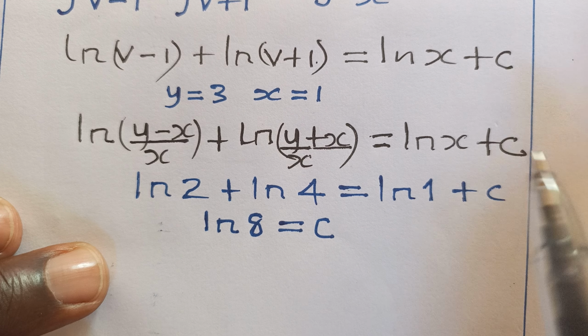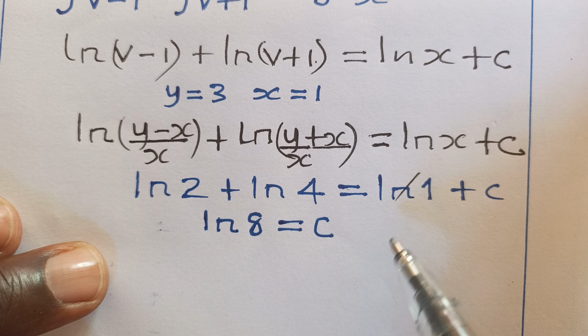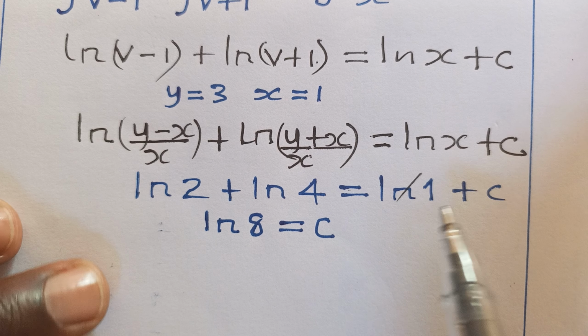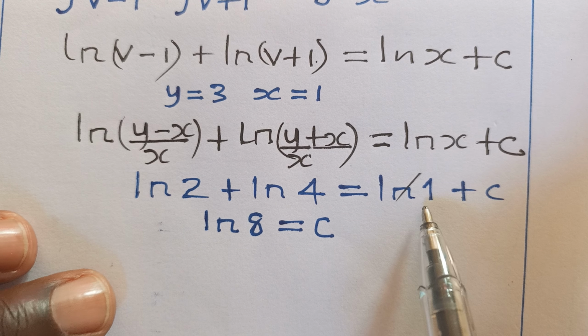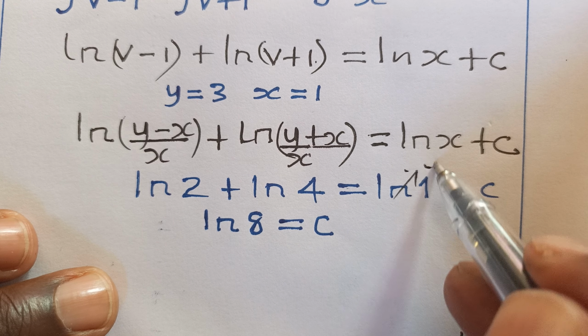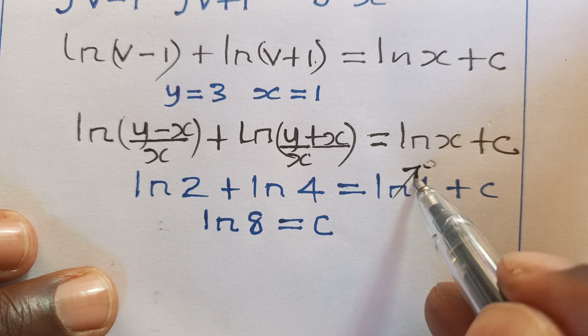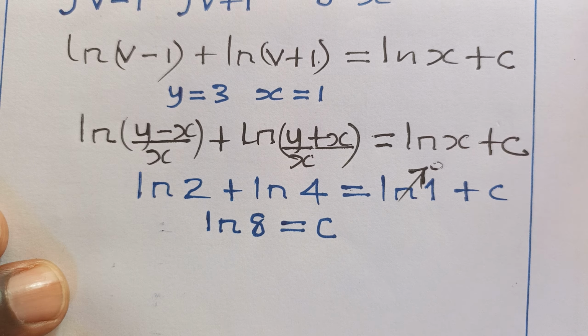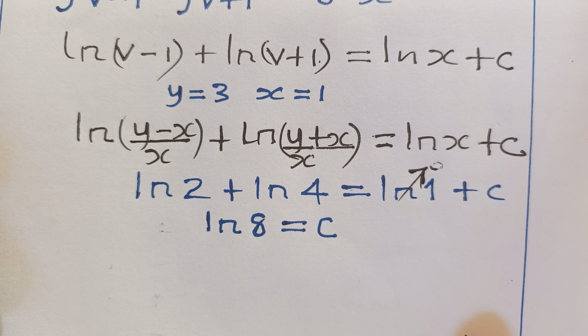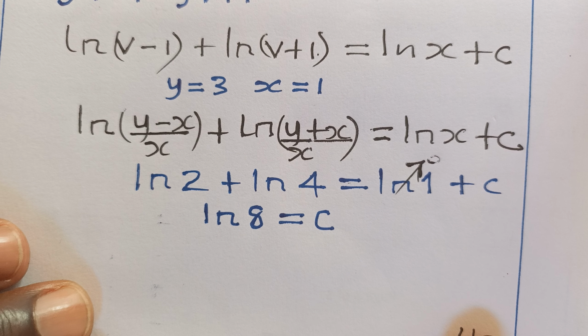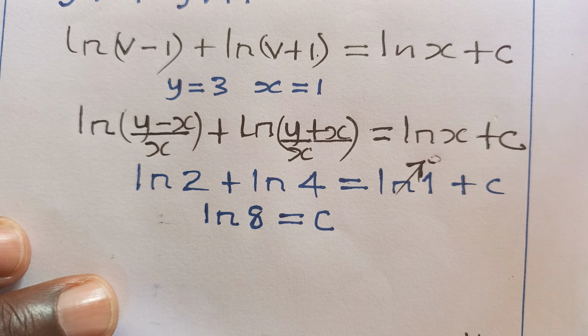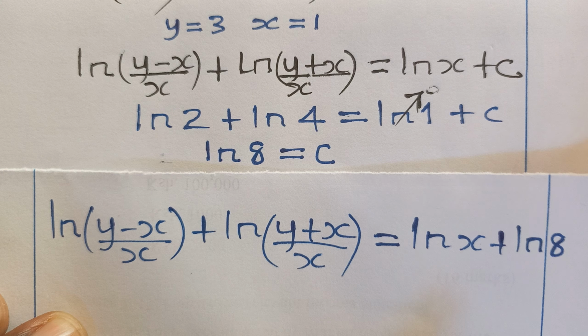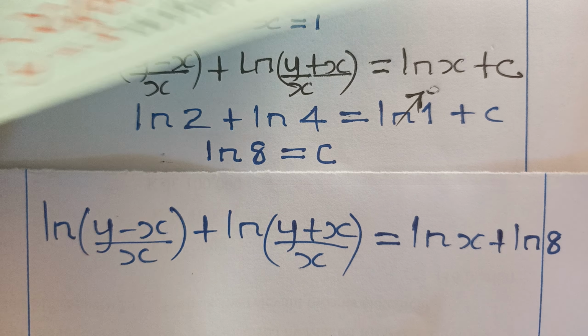Guys, we are looking for c. So this one now is 0, and the log of 1 to any base is always 0. And so, guys, apart from getting our equation right here, we are able now to get even the value of c. And so I can write the whole equation now, how it is supposed to look like. And so, guys, this is our equation.